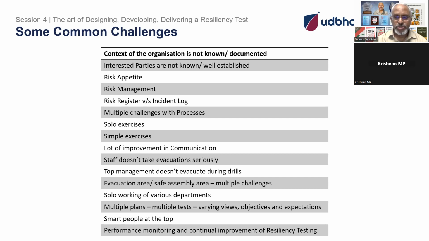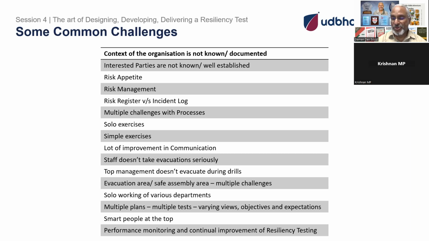Communication is not good, not enough, not effective. So there could be a test in which you are just testing communication. Staff don't take evacuation seriously. Top management does not evacuate during drills. Evacuation areas or safe assembly areas have multiple challenges: not known, not enough, not designed well, not maintained well. And various departments work in silos, while we are talking of synchronization and integration. There are multiple plans, multiple tests, varying views, objectives, and expectations.